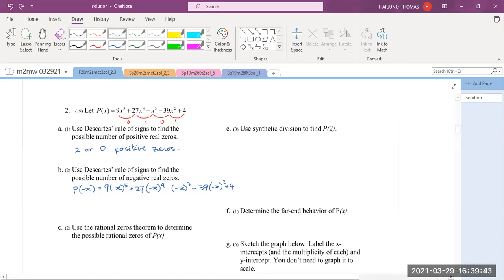Let me fix it up. This will be negative 9x to the 5th plus 27x to the 4th plus x cubed minus 39x squared plus 4. Let's see the variation of signs. 1 time, nothing here, 1 time here, 1 time here. So there will be 3 or 1 negative zeros.